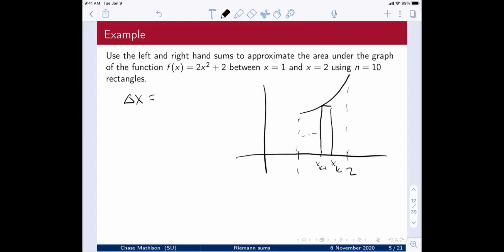What is delta x? Would it be 1/10? Yeah, good. I'm trying to fit 10 rectangles into an interval of length 1, which is 2 minus 1, right? So delta x is 2 minus 1 divided by 10, which is 1/10. Very good.